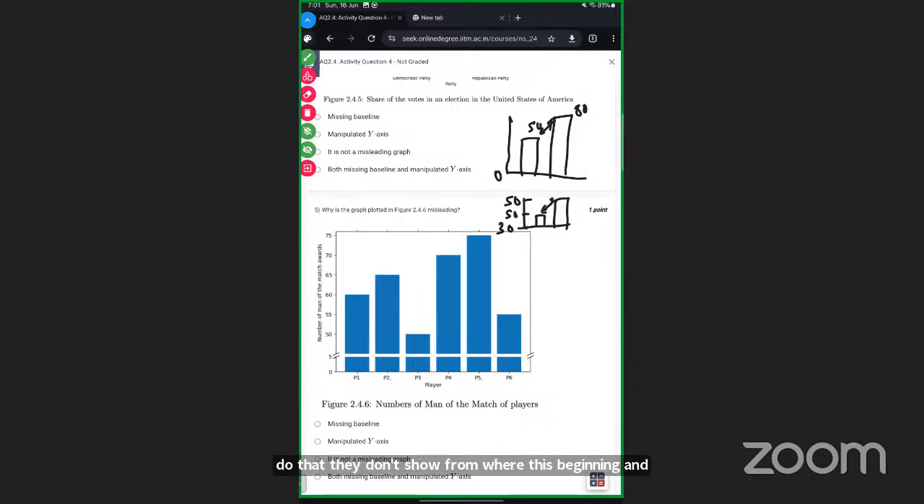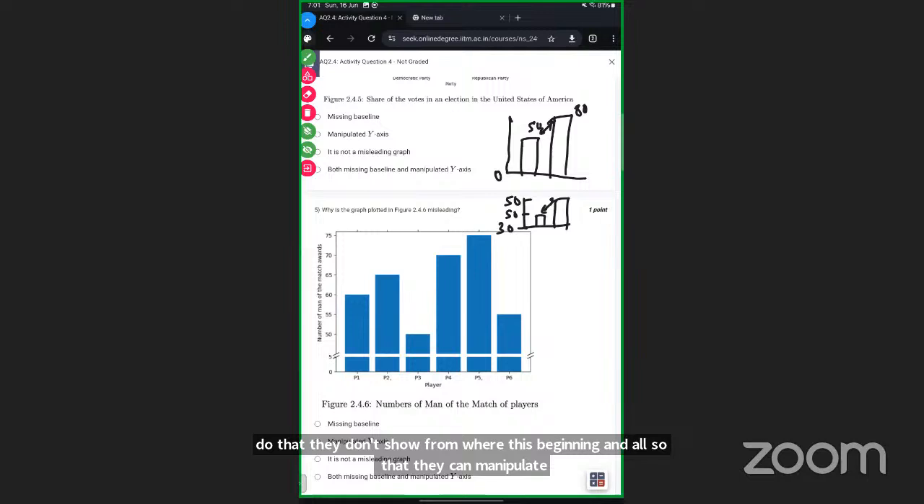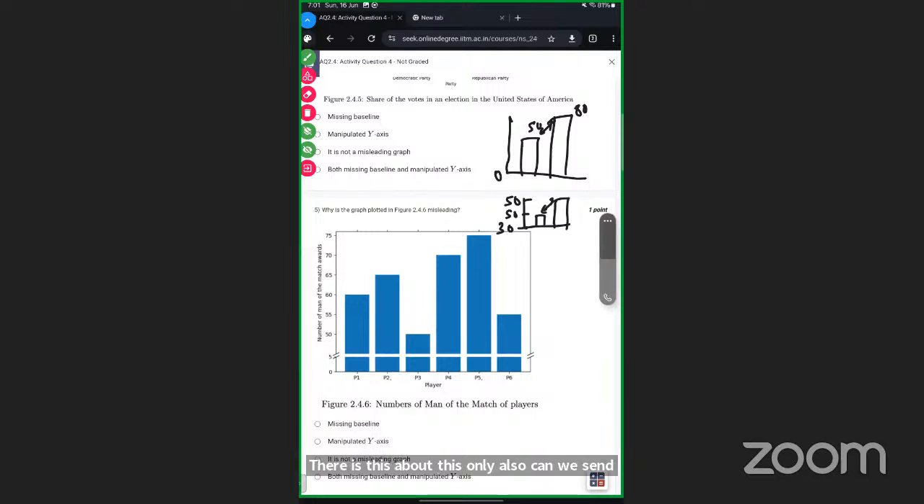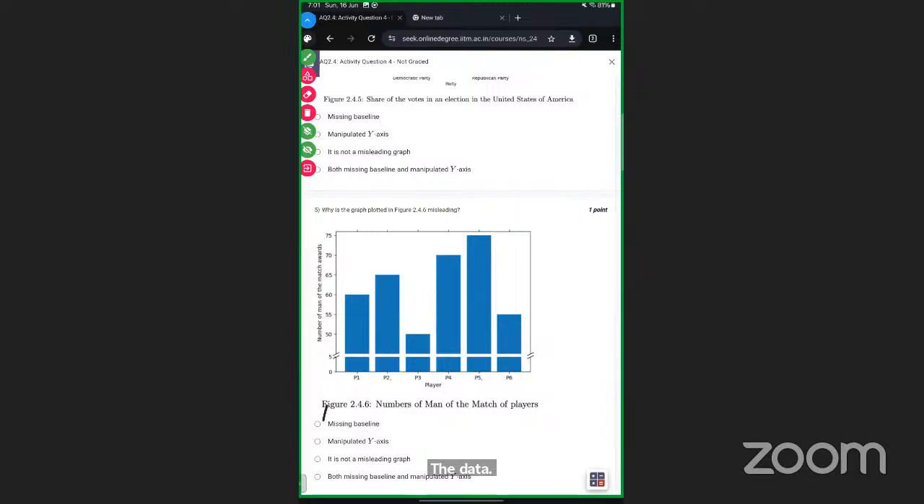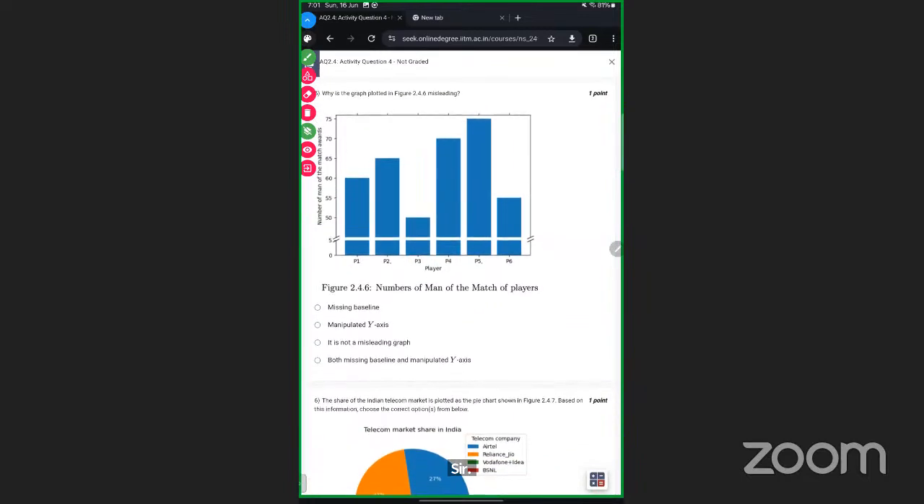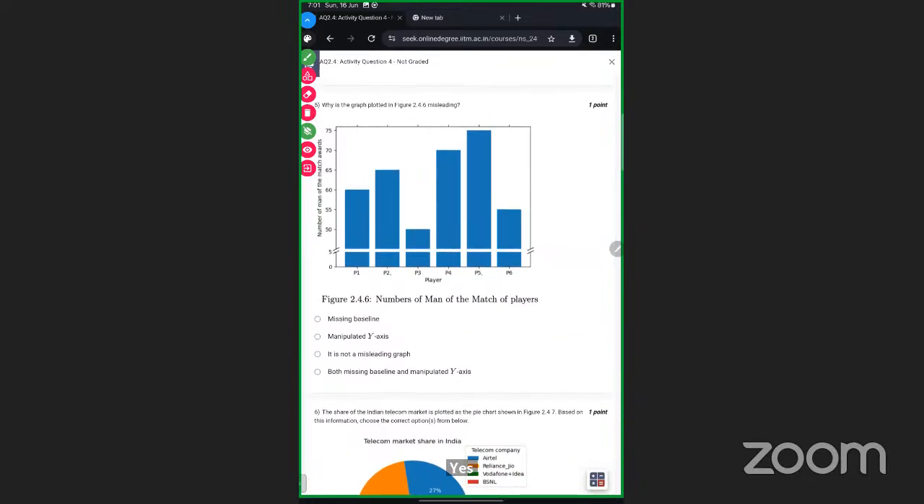Sir, is this about this only, or can we say the first graph you made from 0? What if we say the limit is 100, sir? Hello, am I audible? Yes. Sir, I'm saying in that graph you said manipulated y-axis, sir. Can you read out that? So, it is not a misleading graph.